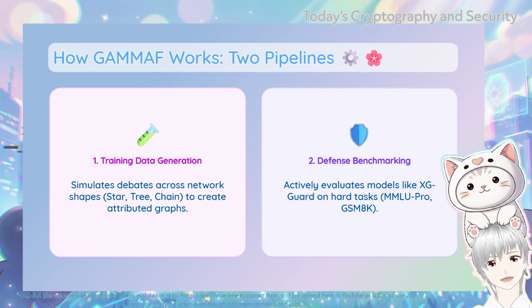To really dig deep into the paper, the framework operates through two main pipelines. First is the training data generation stage. This stage simulates debates across different network shapes, like star, tree, chain, and random topologies. It captures all their interactions as robust attributed graphs. And then, the second pipeline is the defense benchmarking stage, where it actively evaluates the defense models.